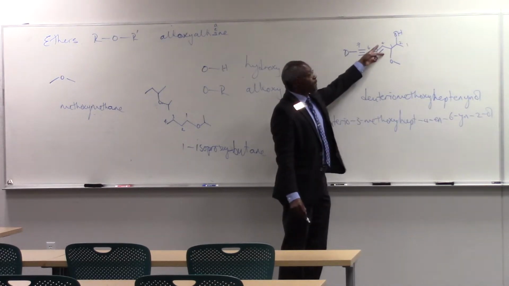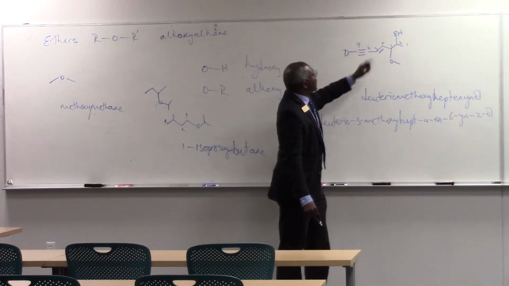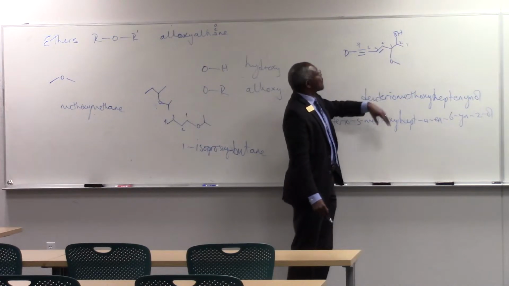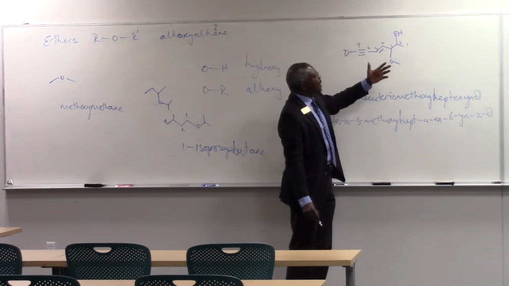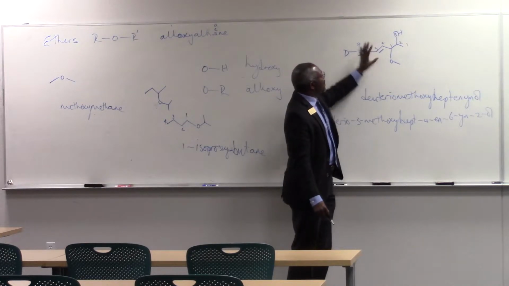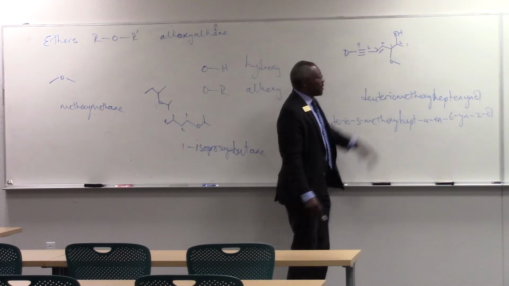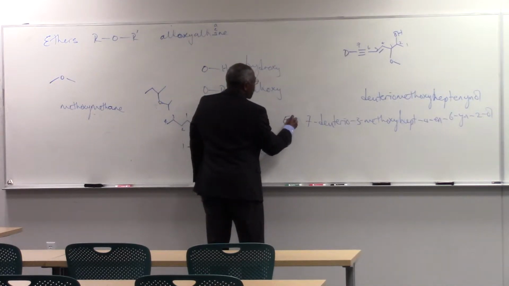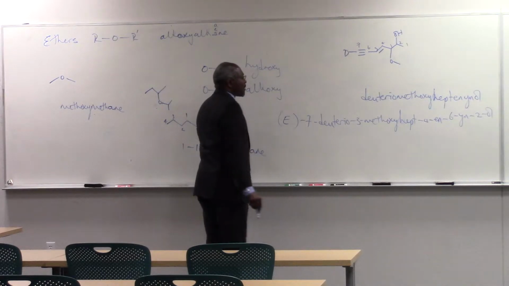I need the configuration here, and I have H and H, so it's trans. Or in terms of priority, this beats H, and this beats H. So the groups of like priority are on opposite sides. So I can either choose to call this E or trans.